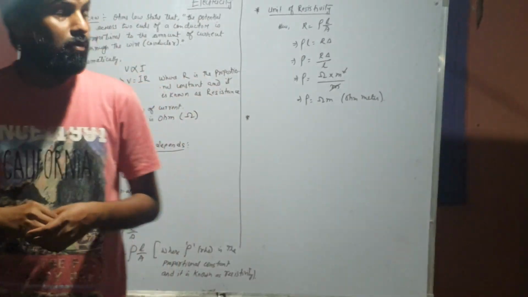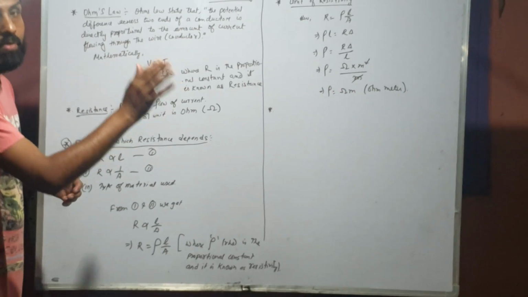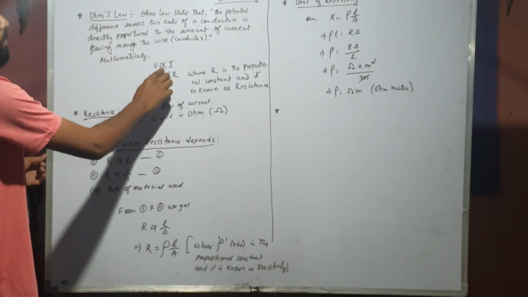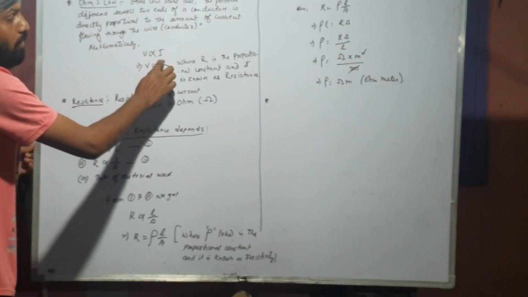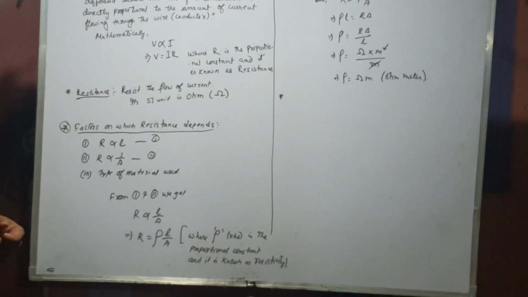So mathematically, if we want to write Ohm's law, what do we get? Let V be our potential difference and I be our current. Then V is proportional to I. It is V is equal to IR. To remove the proportional sign, I put this constant R here, where R is the proportionality constant and it is known as the resistance.